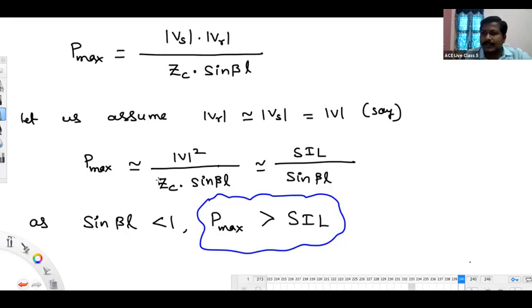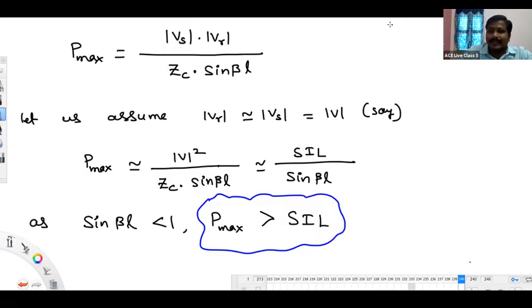That's for sure. In that sense, can I prefer to go for loading equals SIL? Can I consider that loading equals SIL? Yes or no? All of you, please tell me. Yes, we can choose because SIL is less compared to Pmax. If you keep your loading equal to SIL, that will be less than Pmax only. So good stability is going to be maintained. So loading equals SIL is suggestible. Can I go for loading greater than SIL?